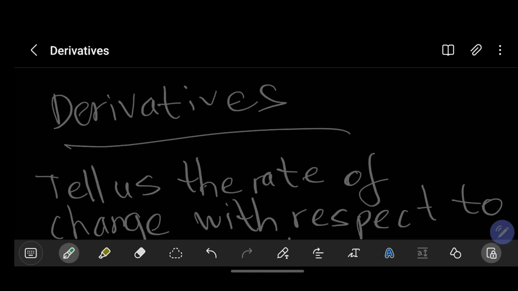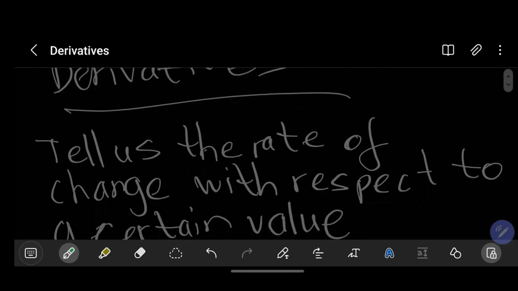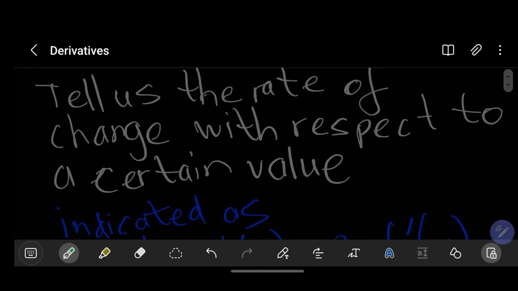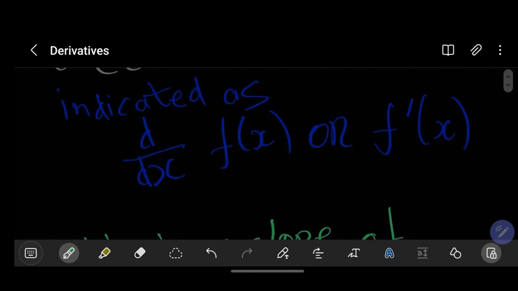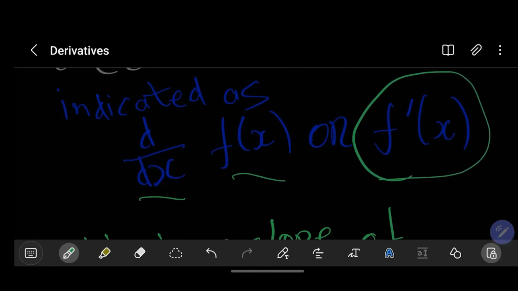So what is a derivative? A derivative basically tells us the rate of change with respect to a certain value. This means it tells us how fast something changes, and as an example, we can say that the temperature is dropping at 2 degrees per hour. So the rate of change is the temperature dropping per hour. This is indicated as d over dx of f of x, or we can write it as f prime of x. You'll see both of these within the examples that I give you.